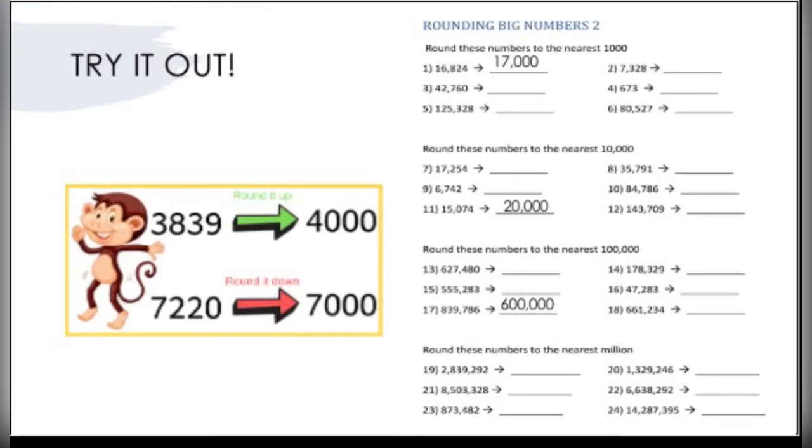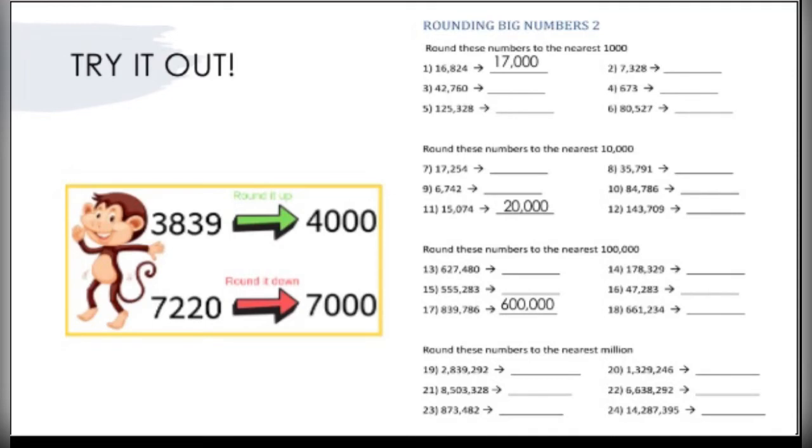7,220. Rounding to the thousands place, 7. So we're looking at the 2. The 2 is less than 5. So the 7 stays the same because of that 2, and all the other digits become a 0. So we end up with 7,000.